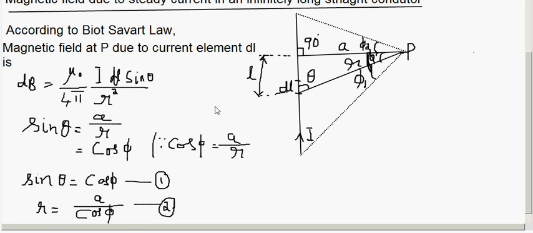Now we'll try to find out what is dl. From the figure, I can also write tan phi. What is tan phi? Tan phi is opposite by adjacent. Tan phi is the opposite side, that is L, adjacent is A, so L by A. Tan phi is L by A, or L is A tan phi.